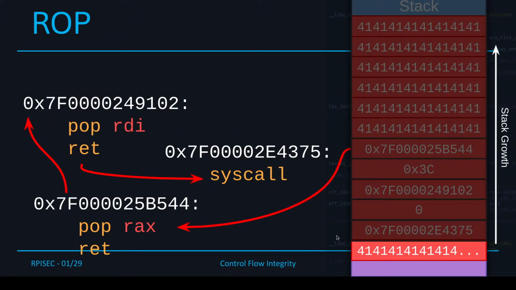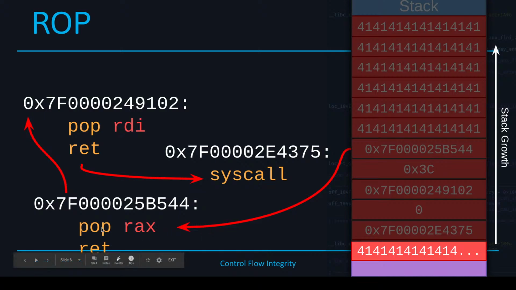So just a quick little visual aid here. If this is our stack and we've just written a bunch of A's to it to smash whatever we have on the stack until we get to where a return address would live, we can suddenly put a return address of some code in libc or some code in our binary itself, and we can return to that.